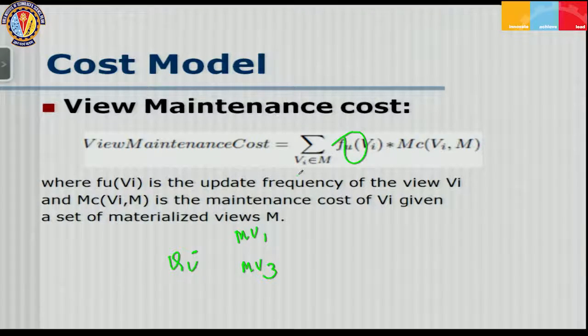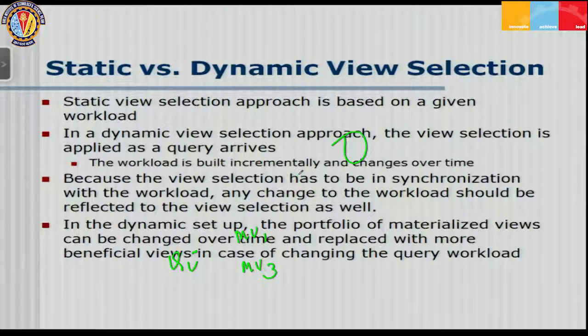Again, it is very similar. Here f_u(Vi) is the update frequency of the materialized view Vi, and MC(Vi, M) is the maintenance cost of a particular view given a set of materialized views. So again, it is quite similar to the query processing cost.